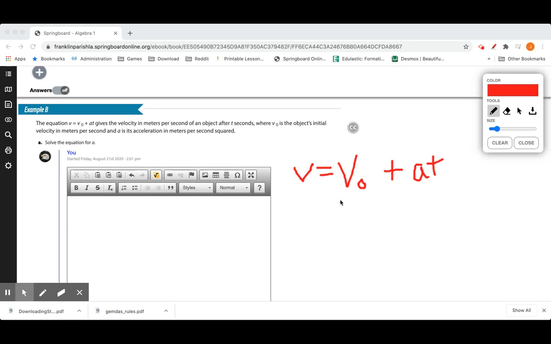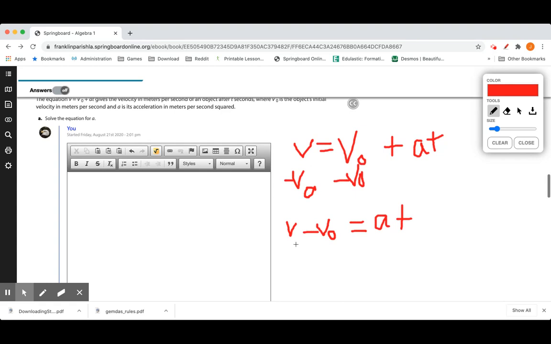So let's use our properties, and we're going to subtract v sub o from both sides. And it will be v minus v sub o. Okay, there are two different things. Equals a times t, because v sub o minus v sub o is 0. Now we want to get the a by itself still, so we need to divide both sides by t.